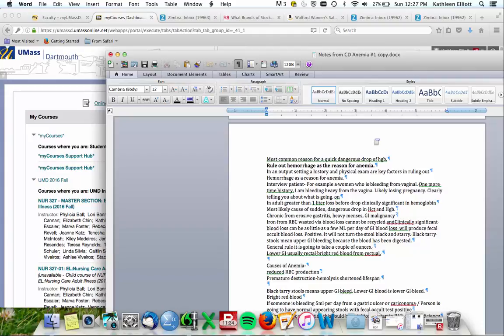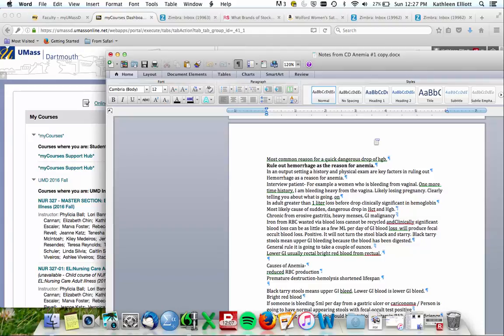Also, you can have clinically significant blood loss of as little as a few mLs per day of GI blood loss, which will produce a positive fecal occult blood test. It will not turn the stool black or tarry. Black tarry stool means upper GI bleeding because the blood has been digested. As a general rule, it's going to take a couple of ounces. Lower GI bleeding is usually bright red blood from the rectal area.